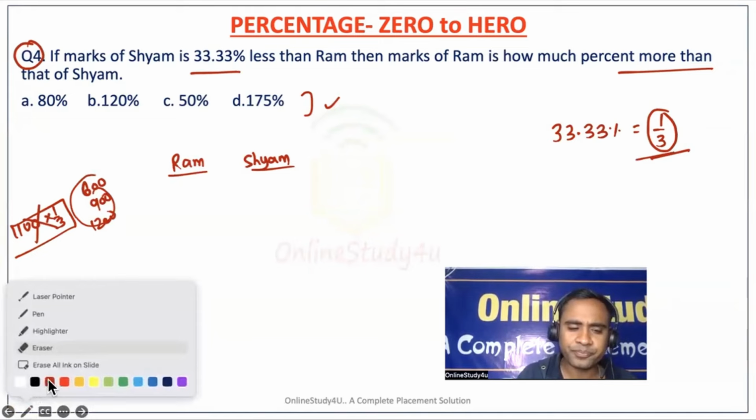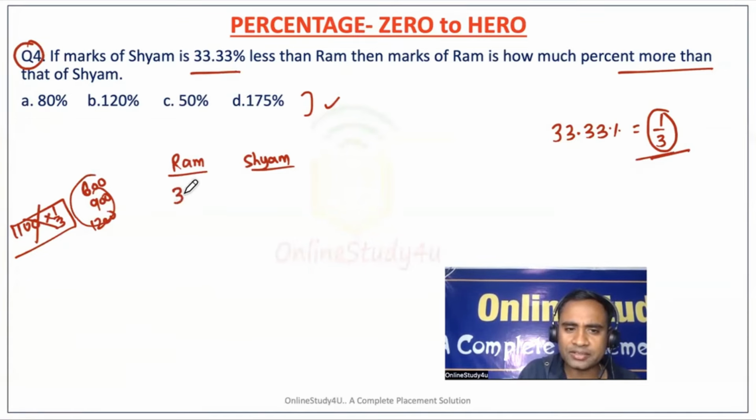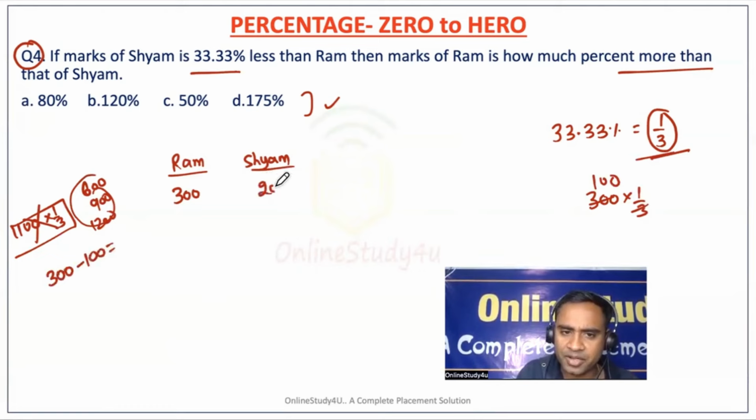Now suppose I take 300 here. Then the marks of Sam is 33.33 percent less. That means 33% is nothing but 1 by 3. So 1 by 3 of 300 is 100, which means Sam is nothing but 100 less than Ram. That means Sam is 200.